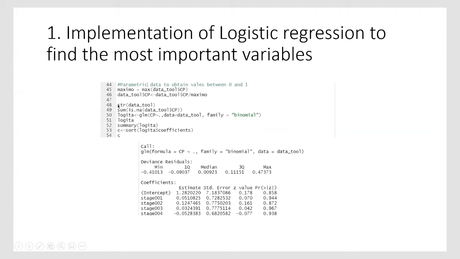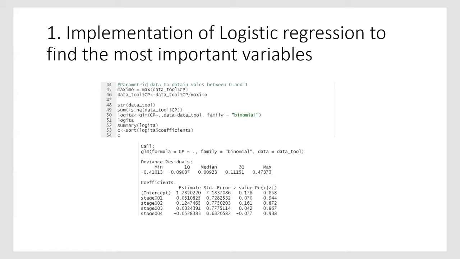Then in line 48, we can see the type of data that we are managing. Then line 49 tells us if the data has some NAs. It has to be 0 if there are no NAs present, and if it's 1, we have to clean all the data. In our case, we cleaned it well, so we have that value 0.